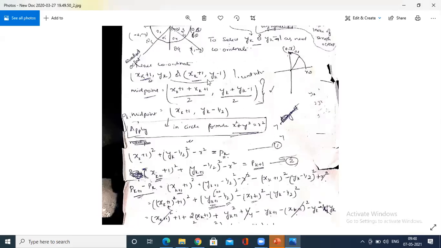Regarding the slope of the line, you need to identify. For example, if I ask you, we have a coordinate system that is using the midpoint circle algorithm.